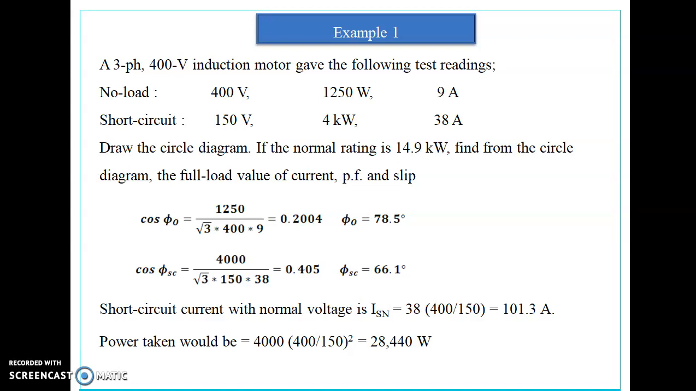Based on those two values, we have to choose a proper current scale. Let's choose it as 1 centimeter represents 5 ampere. Now let's compute the power taken with normal applied voltage PSN, which is equal to PSC into V0 by VSC the whole square. PSC from the short circuit test is equal to 4 kilowatt or 4000 watt. So 4000 into 400 by 150 the whole square will give you the power taken with normal applied voltage.